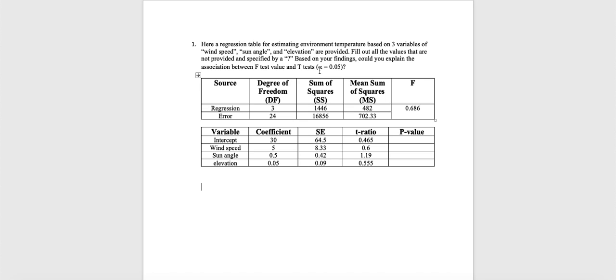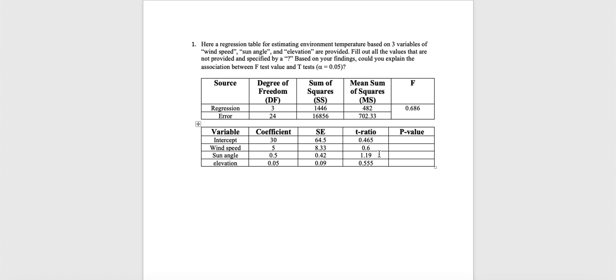Now all we have to do is explain the association between f-test value and t-test. So the definition of an f-test is that an f-test suggests that at least one variable is a useful predictor, and that's any of these variables right here. So in order to look at this to determine if it's a useful predictor, you have to look at the t ratios of these variables, which we just found. A low t ratio is going to yield a low f ratio.